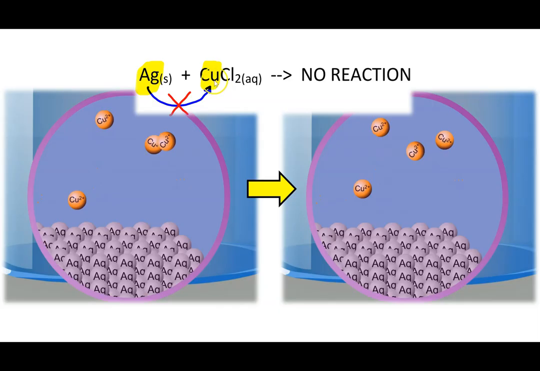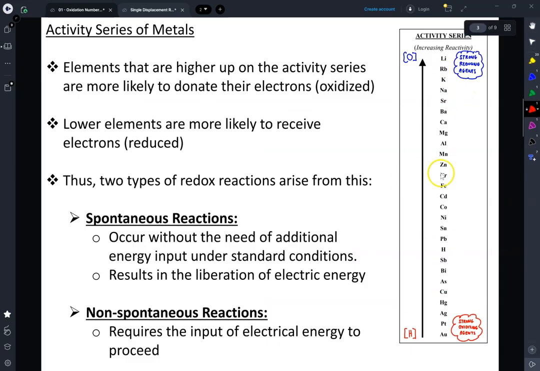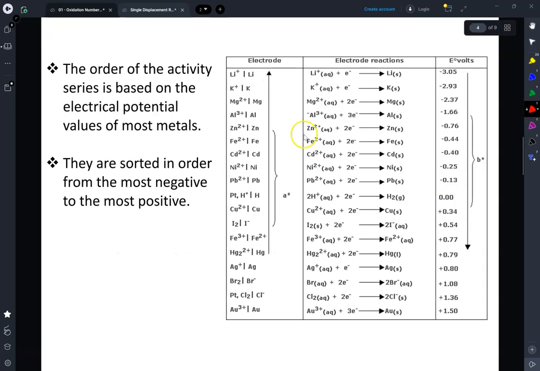Since the copper is higher up on the activity series than the silver, it is more reactive than the silver, and thus the silver is unable to switch places with it. And the copper 2+ ions remain floating around in solution, while the solid silver atoms remain solid. Now, the order of the elements in the activity series is based on the reduction potentials of these elements. So this list is experimentally derived.